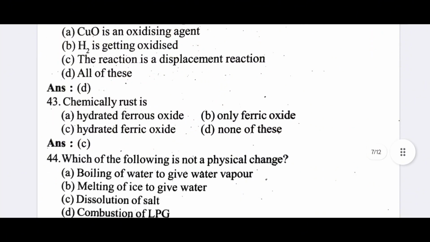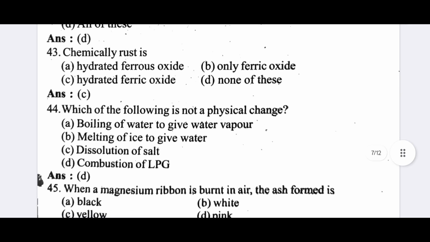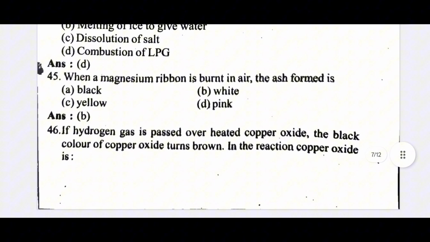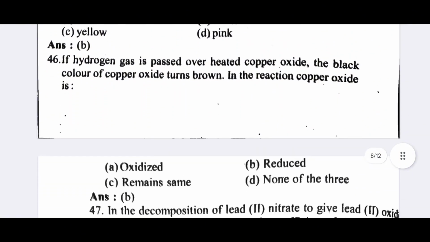Which of the following is not a physical change? Answer is D number, combustion of LPG. When a magnesium ribbon is burnt in air, the ash formed is B number, white. If hydrogen gas is passed over heated copper oxide, the black colored copper oxide turns brown. In the reaction, copper oxide is B number, reduced.